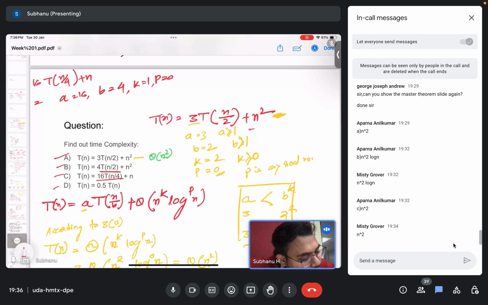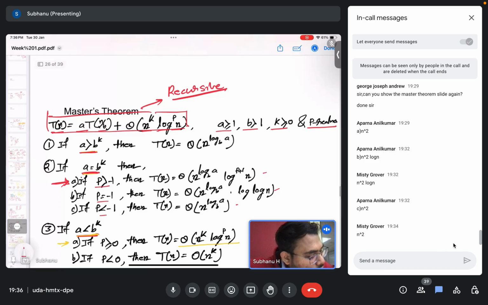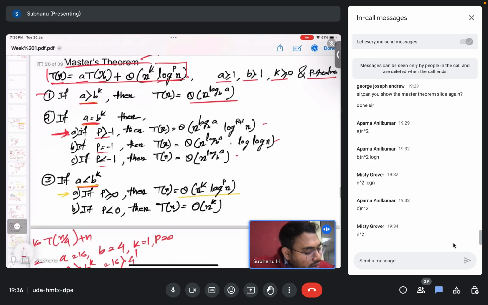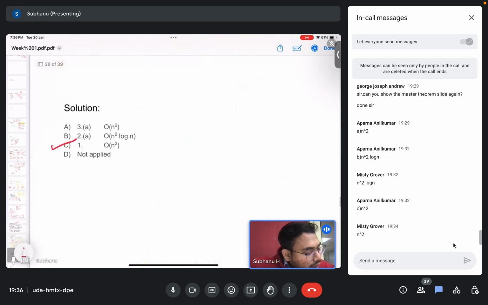Between a and b to the power k, a is greater than b to the power k, because 16 is greater than 4 to the power 1. So we come to condition number 1, and what will be the value? n to the power log a base b. And what was the value of a? The value of a was 16.